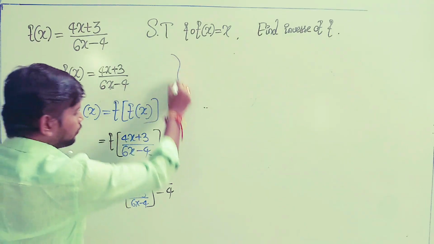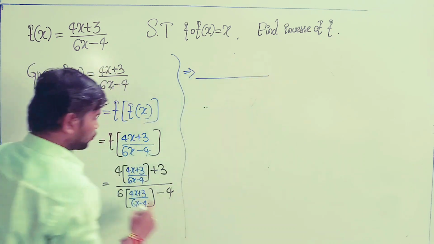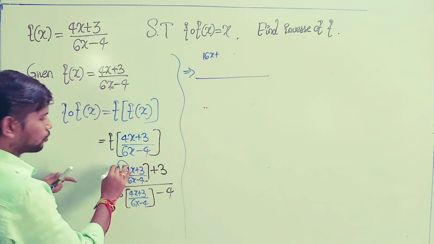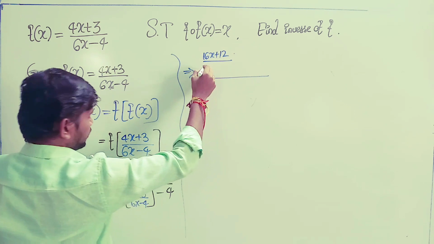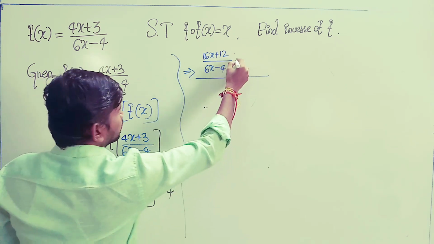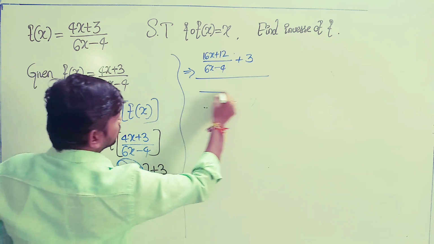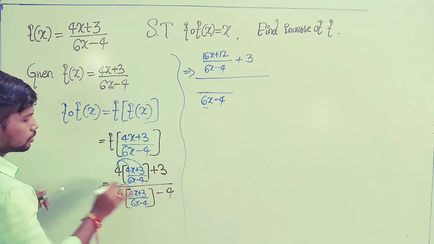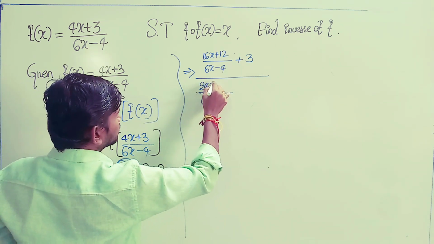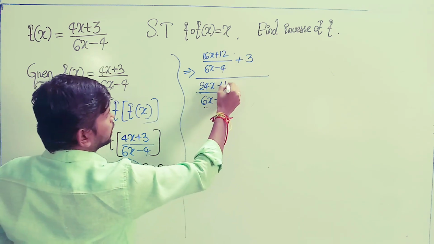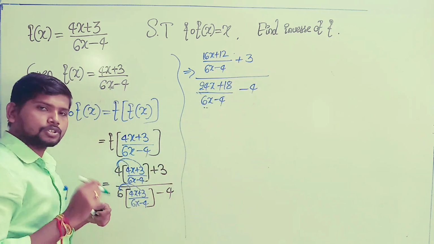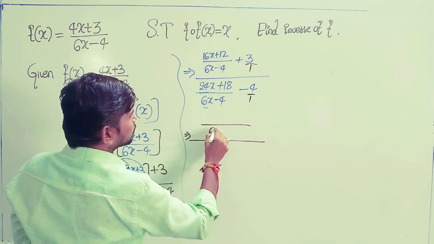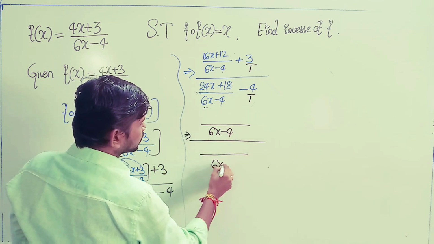After this, how do I have to solve the next part? I need to go for the multiplication. 4 into 4, 16x, plus 4 into 3, 12, the denominator is 6x minus 4, plus 3 it is. Here the denominator is 6x minus 4: 6 into 4, 24x, plus 6 into 3, 18, minus 4 here. After this, I need to take the LCM, very simple part. LCM will be 6x minus 4. Here the denominator is also 6x minus 4.